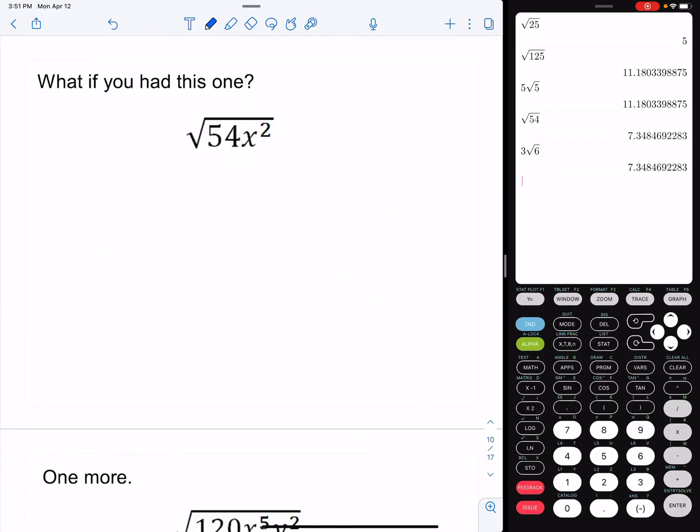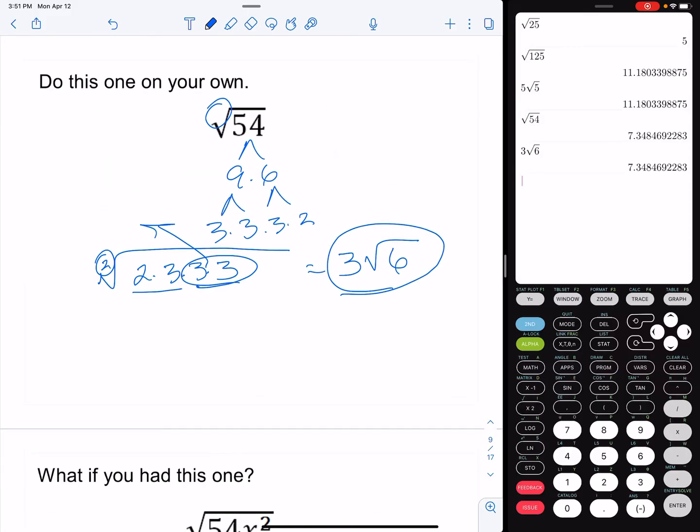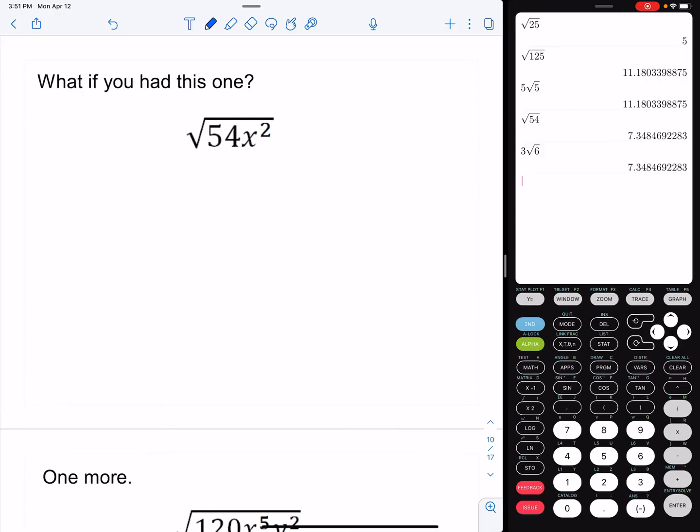Okay, so what if I gave you 54x squared? Oh my goodness. Well, we just did 54. We know 54 is 2 times 3 times 3 times 3. So that means we would have the square root of 2 times 3 times 3 times 3. But in this one, we also have an x and an x. Okay, and it's okay to have that.